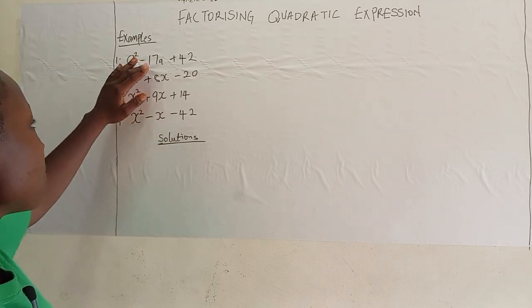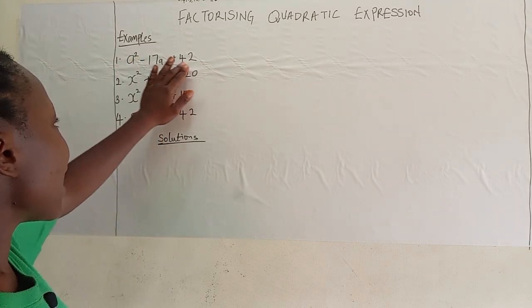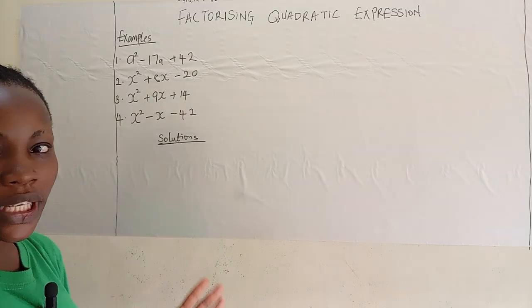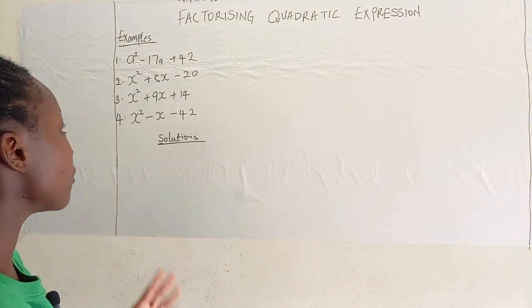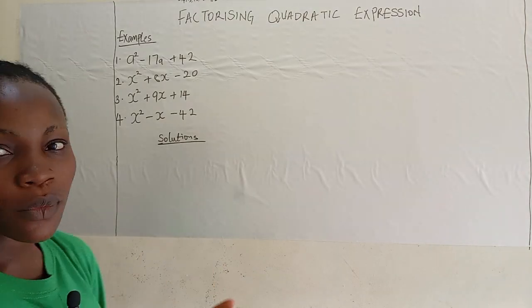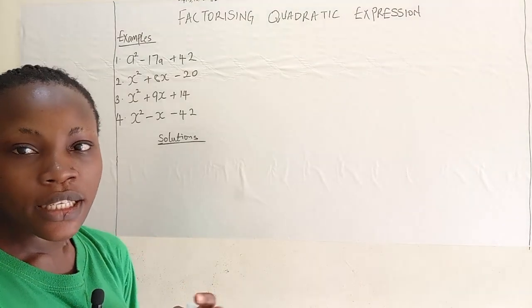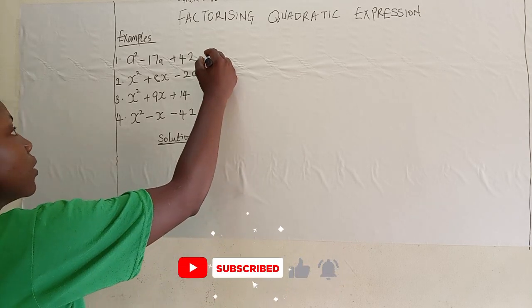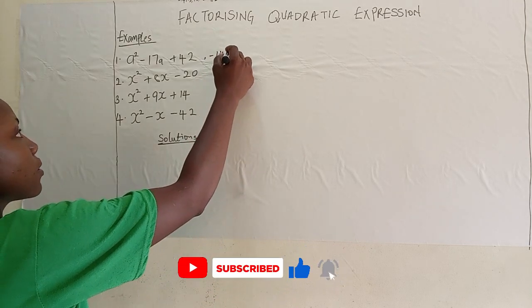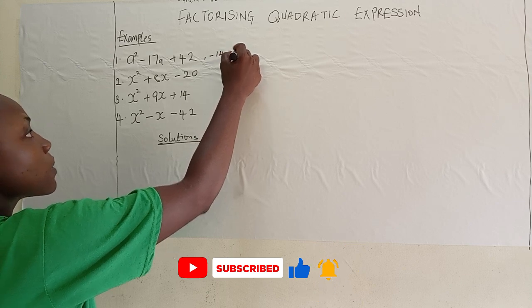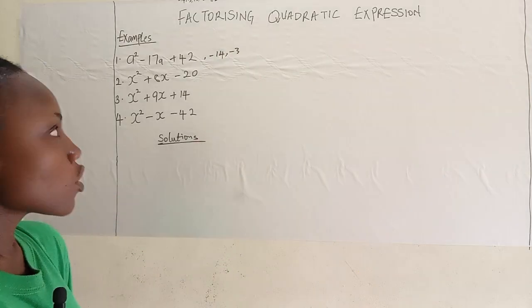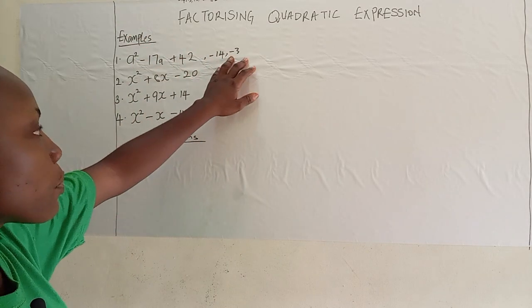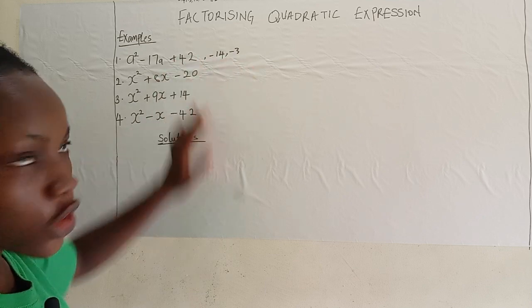Here we have minus 17 and 42. So we need the two numbers that once we add them together give us minus 17, and once we multiply them together give us 42. The numbers are, yes, minus 14 and minus 3. Once we add these two together, it gives us minus 17, and once we multiply them, it gives us 42.